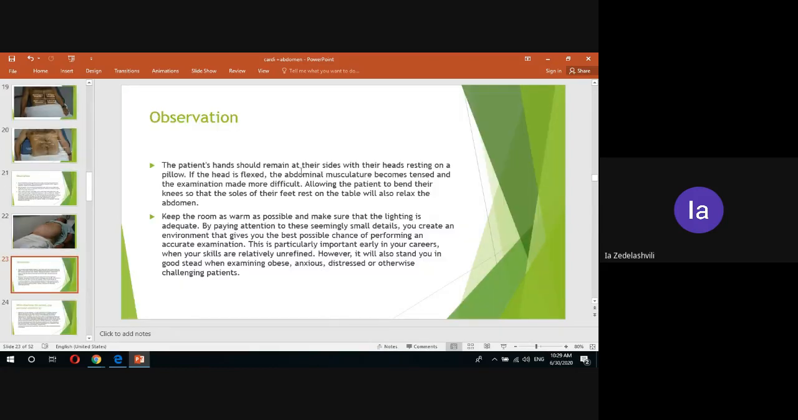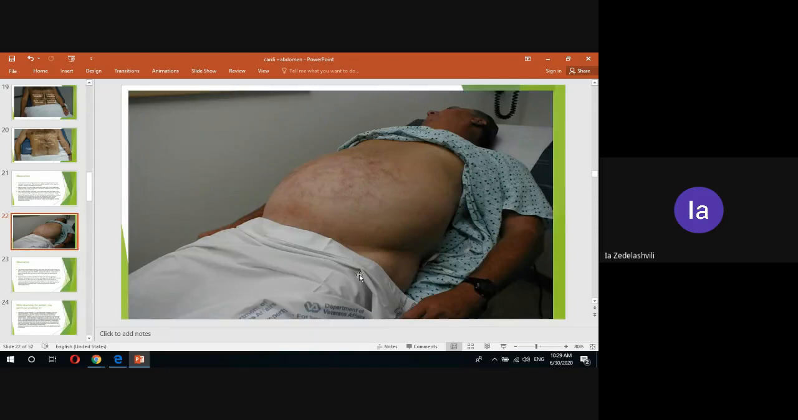The patient's hands should remain at their side with their head resting on a pillow. If the head is raised, the abdominal musculature becomes tense and examination is made more difficult. Allowing the patient to bend their knees so that the soles of their feet rest on the table will also relax the abdomen. So, if the patient is slightly tense, ask him to raise his knees, and keep the feet firmly on the bed. So it will make some angle, but the abdominal muscles will be relaxed, my dear. So it will help you to examine your patient.